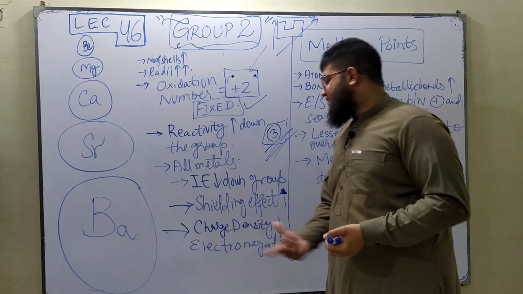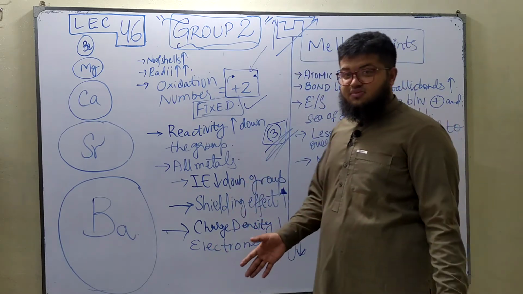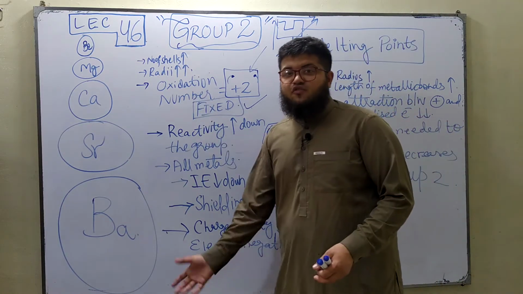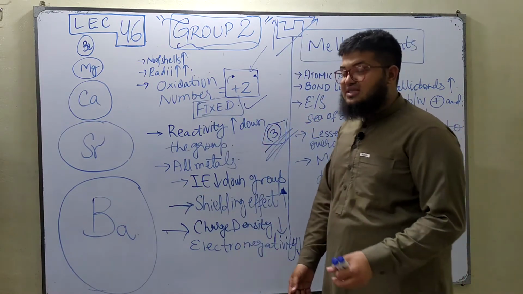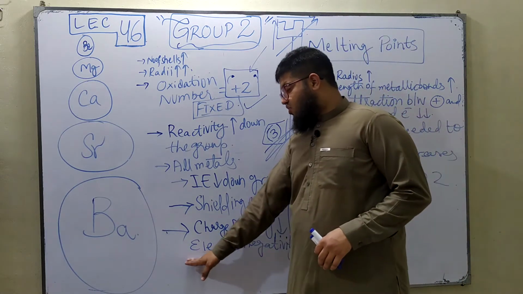Then coming to the shielding effect, it is rising because more shells are adding. Then coming to the charge density, I have explained that already, and it is the charge per unit volume. So as we go down the group, the volume rises, so therefore the charge density decreases. Then electronegativity. What was electronegativity?